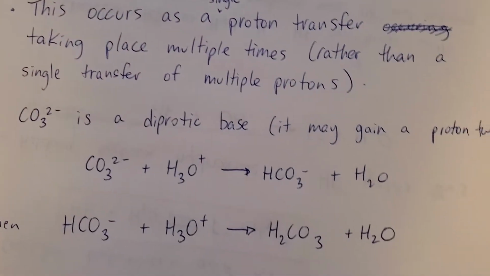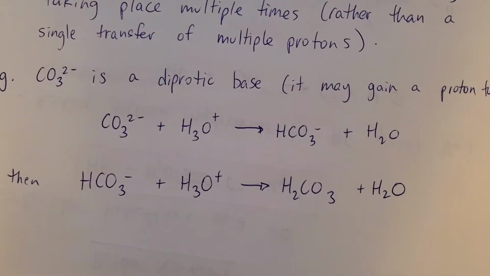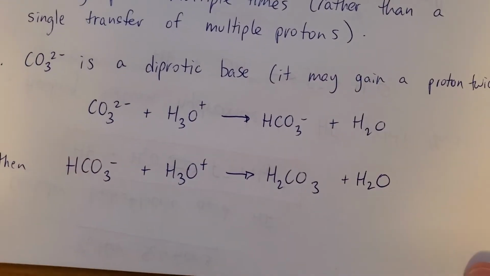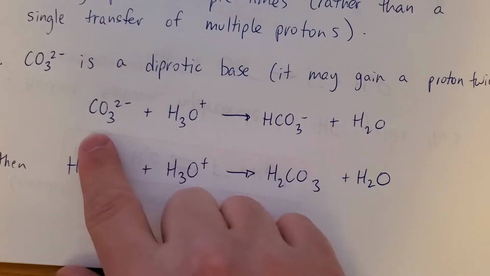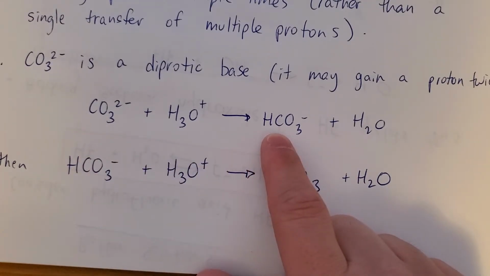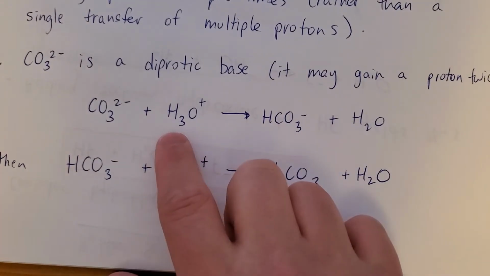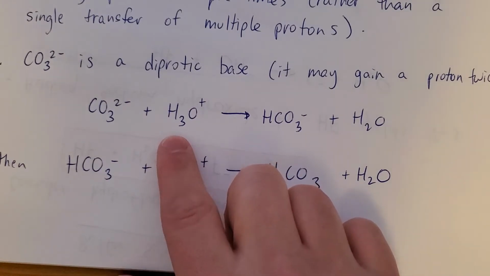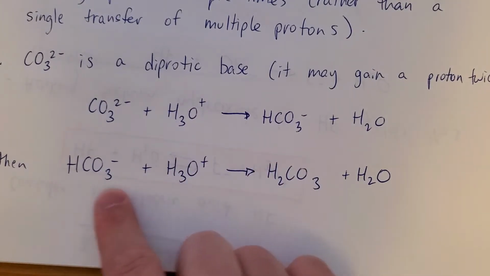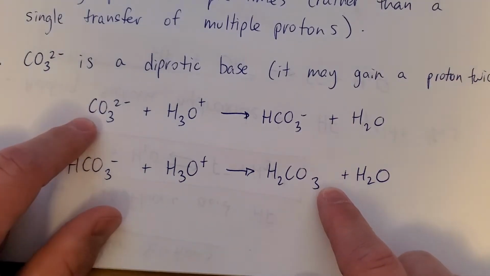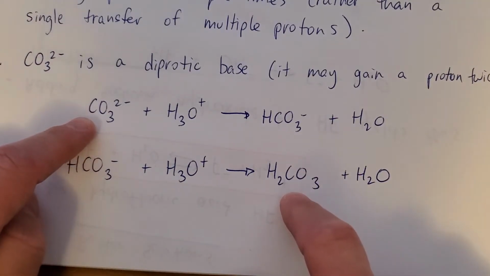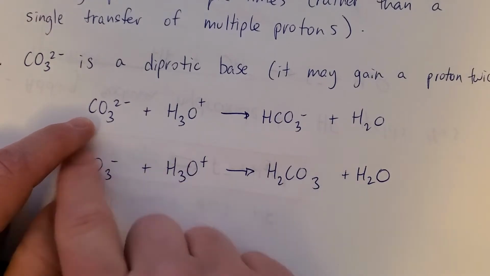So carbonate is a diprotic base, which means it can gain a proton twice. The first one turns into hydrogen carbonate. So CO3 turns into HCO3 with a proton transfer from H3O. If you keep adding H3O, eventually the pH will get to a point where this reaction occurs. But notice CO3 never just becomes H2CO3. It's a gradual process.